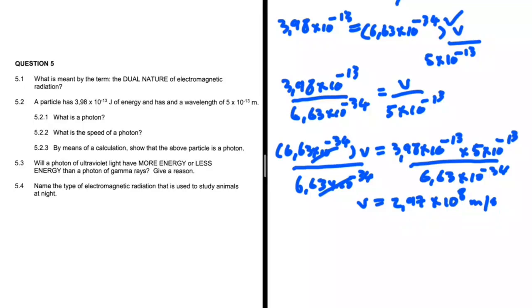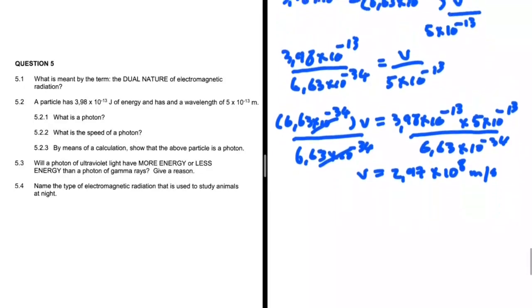That is 5.2.3. Let's go ahead and take a look at 5.3. So 5.3, will a photon of ultraviolet light have more energy or less energy than a photon of gamma rays? It will have less energy, right? Because gamma rays have a higher frequency compared to ultraviolet light, and the higher the frequency, the higher the energy. So UV will always have less energy compared to gamma rays. Less energy, then, let's give a reason for our answer.